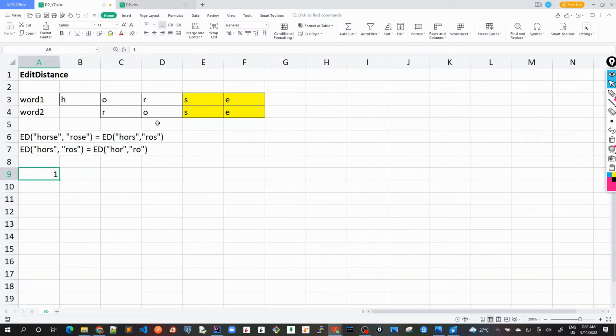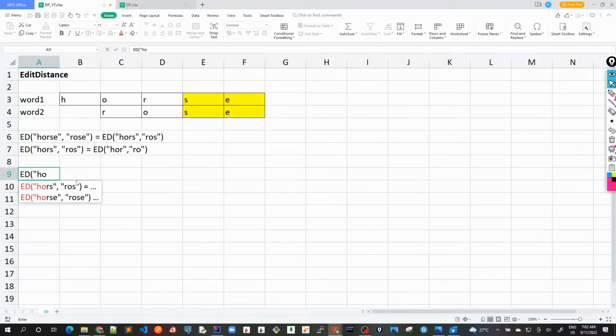So here the first possibility is that if the R and O don't match, in that case, we have to find the minimum one here, and then we can either remove this R character and then take the edit distance between HO and RO. I mean, deleting this R character. So we can define this problem just like we have done.